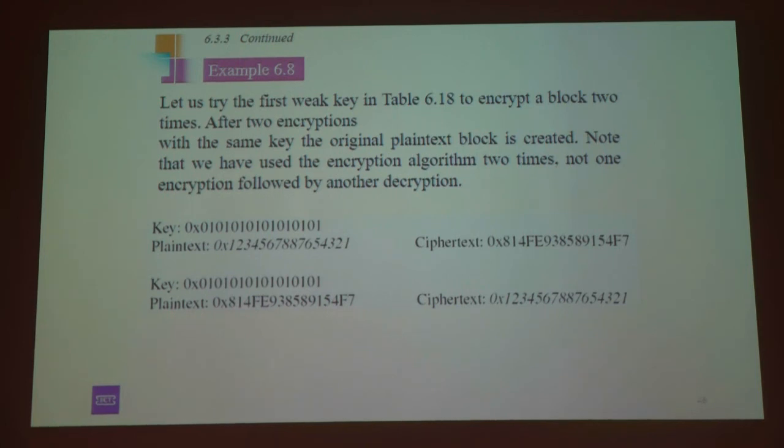If we try the first key in here, which is 0 1 0 1 0 1, see it? And we have this plain text, and it gives us this ciphertext. If you apply the same key to the cipher I generated here, what does it give me? It gives me the original plain text. So I encrypted the plain text with this key, took the cipher generated, and encrypted again with the same key. What did it give me? Plain text.